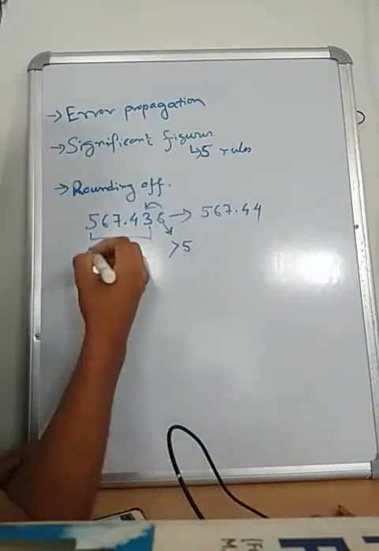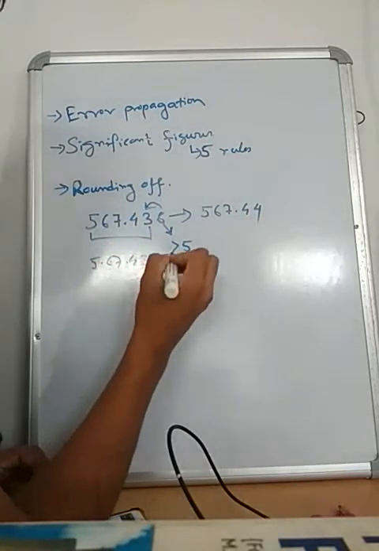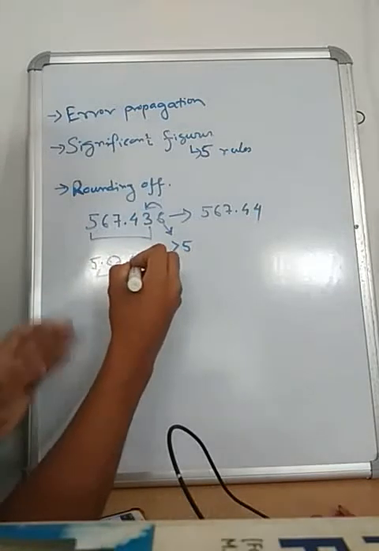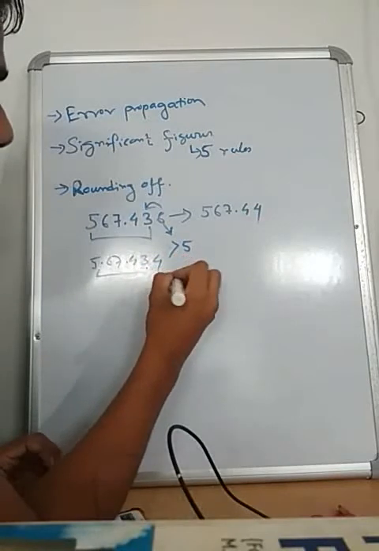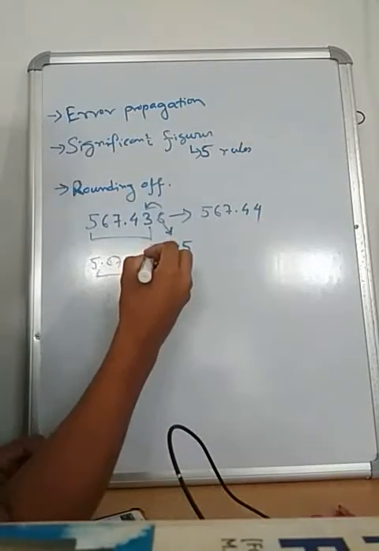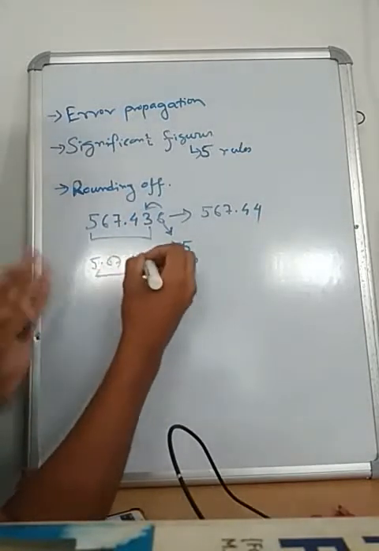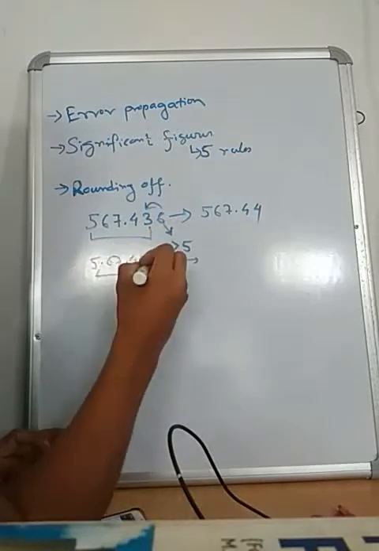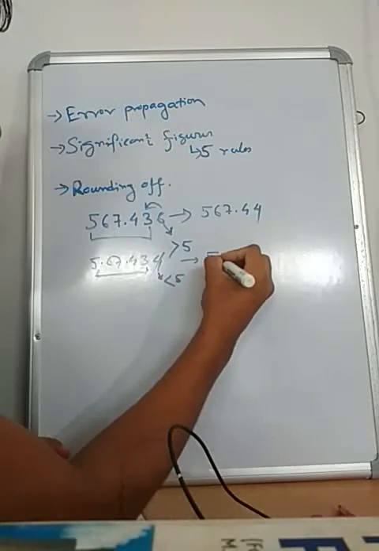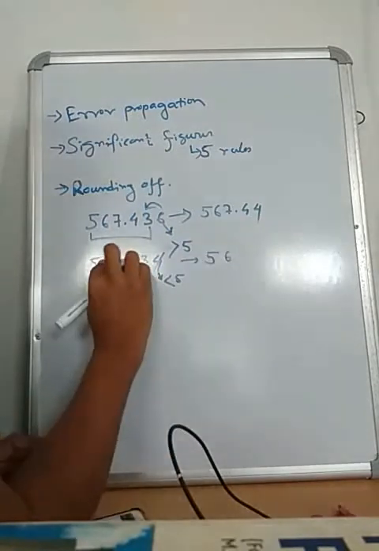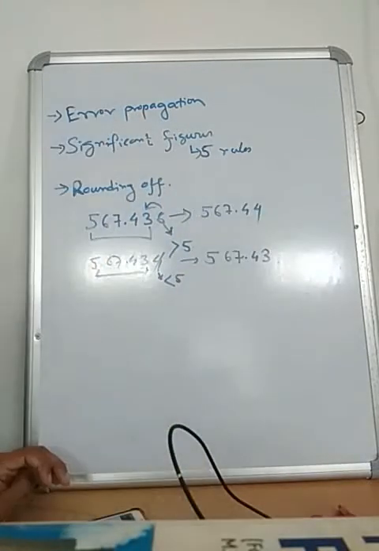Now if it is 567.434, in this case if we have to round off up to 5 significant figures, we see that this 4 is less than 5. So we keep this result as it is up to 5 significant figures and neglect the last term or the remaining terms. So it will be 567.43.